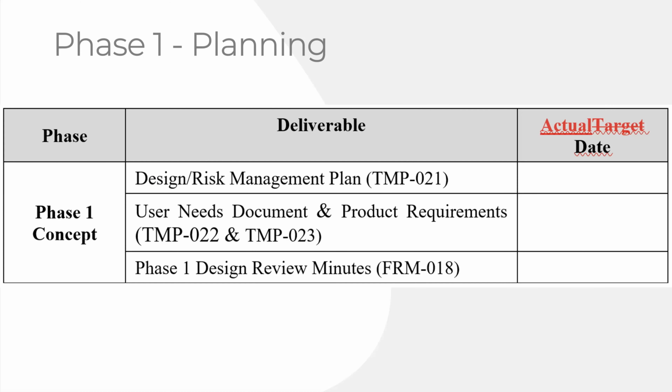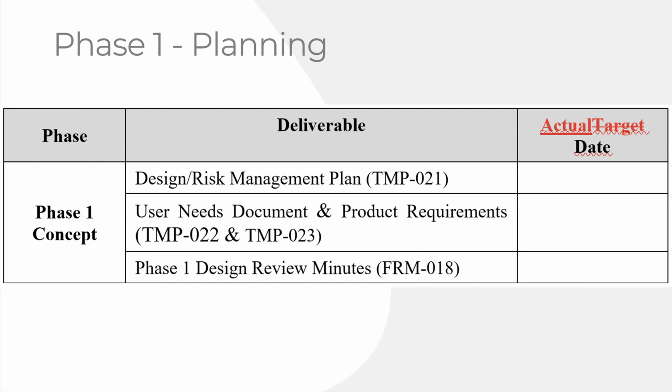Here's what's in the phase 1. So we have 5 different phases in our design control procedure. If you want the whole entire design control procedure and all the templates, not just this free one, then you would have to purchase it. It's SYS 008. It's on our SOP page, and I'll put a link down below.